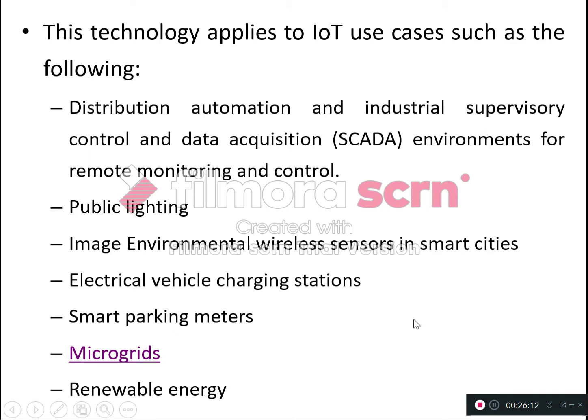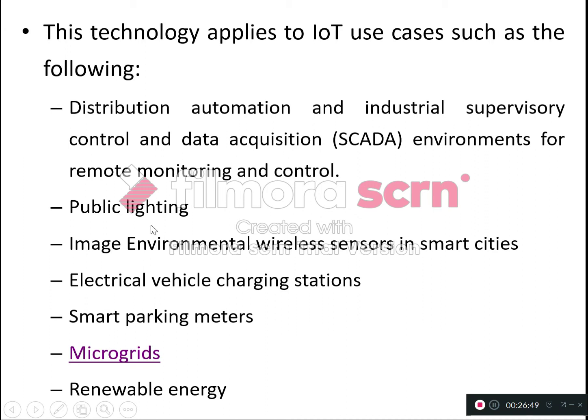This technology applies to IoT use cases such as the following. So what are the application areas of this 802.15.4g? Distribution automation and industrial supervisory control and data acquisition. Supervisory control and data acquisition, in short, is called SCADA. We will be studying this in our upcoming discussions in other modules. Environments for remote monitoring and control. This is mainly for the industry.